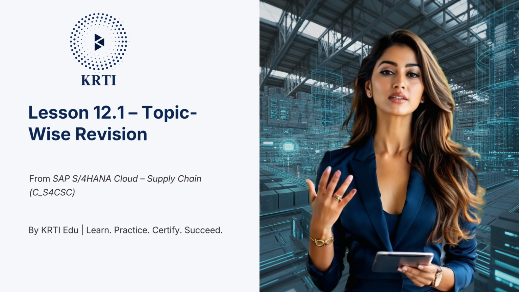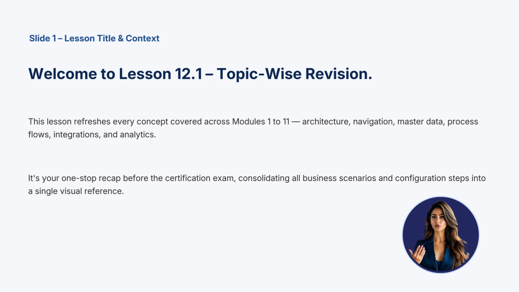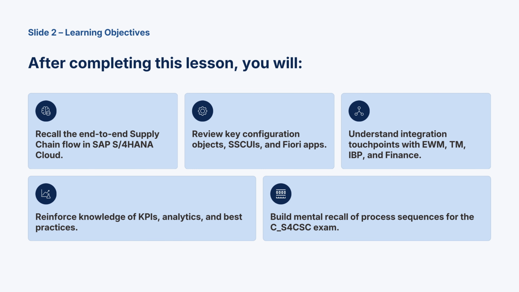You've covered an incredible journey, mastering modules across procurement, production, logistics, analytics, and integration. This lesson consolidates everything you've learned into one comprehensive recap, ensuring you're fully ready for the certification exam. By completing this lesson, you'll be able to recall the full supply chain flow, understand key configuration dependencies, remember Fiori app IDs, and review critical integrations. You'll strengthen conceptual recall, the ability to visualize process steps instantly, which is exactly what SAP exam questions test.